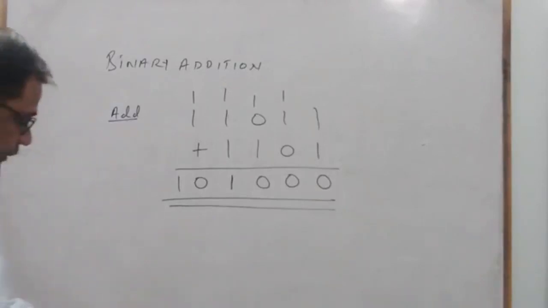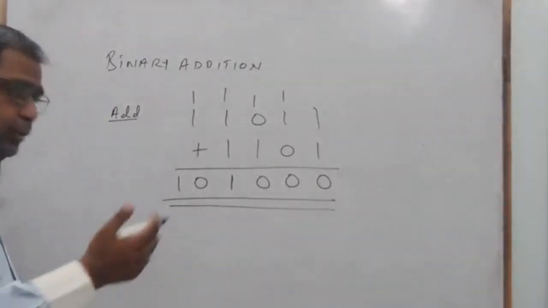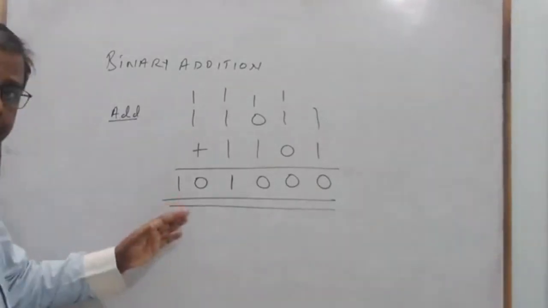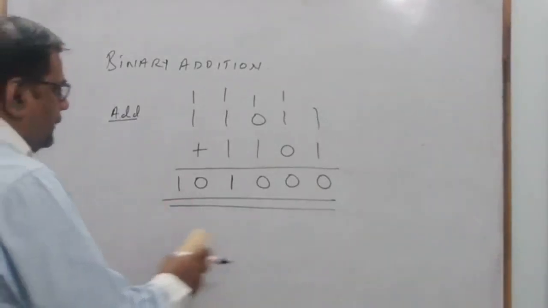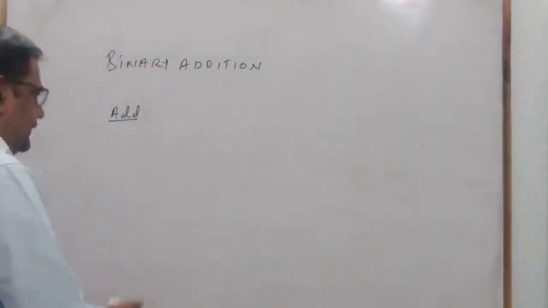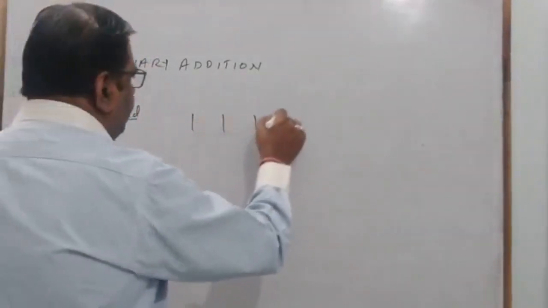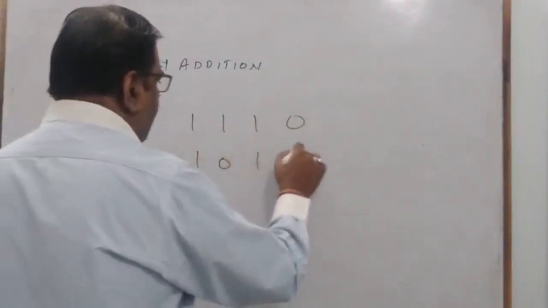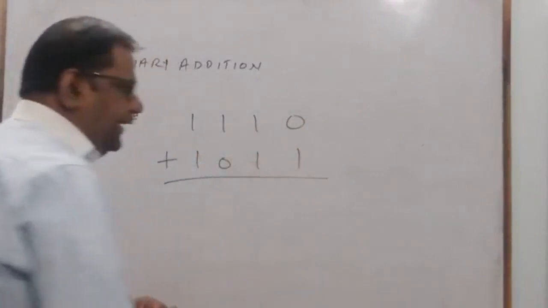Is that clear? Now we can solve one more question. Let's see how it will work. Have you noted it down? Please note it down fast. Let's say I am taking the values 1110 plus 1011. You have to add it up.